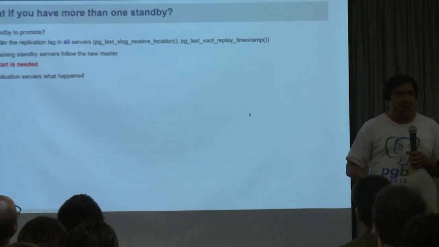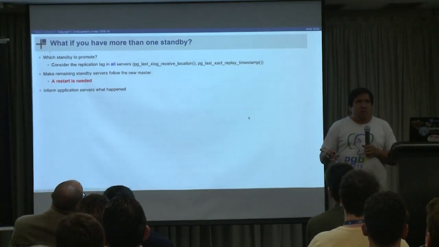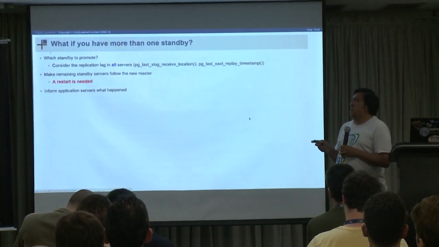So imagine now you promoted the wrong standby and you lost the other two. And it takes about 4 hours for every standby. So it's at least 4 hours of downtime. Yes, downtime, because people simply won't be able to work the way they normally do. Okay. Also, you need to restart servers to follow the new master. That takes time. And you need to inform application servers.